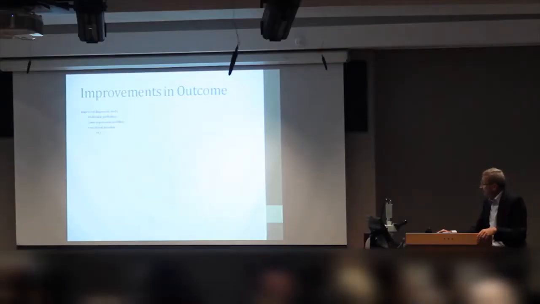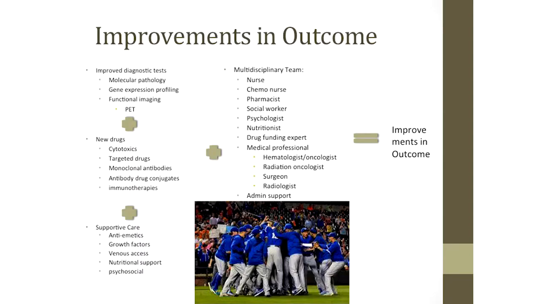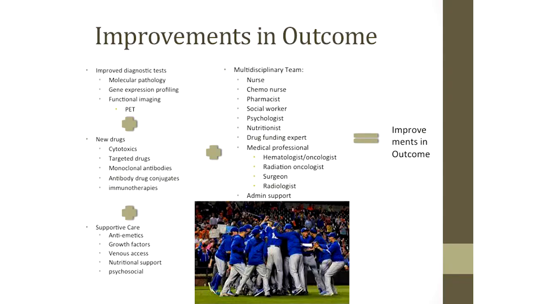And why have we had these improvements in outcome? What are the reasons for it? Well, one is that we have improvements in the diagnosis. I showed you how we have all sorts of different types of lymphomas. We have more precise diagnostic categories, so we know how to treat specific types of lymphoma better. And now we're even getting more precision by using things such as gene expression profiling, and PET has also been an important tool that we've had for diagnosing and staging these lymphomas.